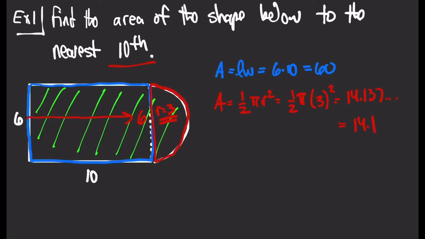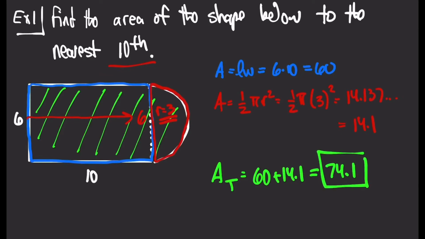So now the area total, so I'll put T for total, in this case is going to be the sum of those two shapes because I have to add them together. So that's going to be 60 plus 14.1. That's going to give me 74.1. So that's going to be the area of this shape to the nearest tenth.